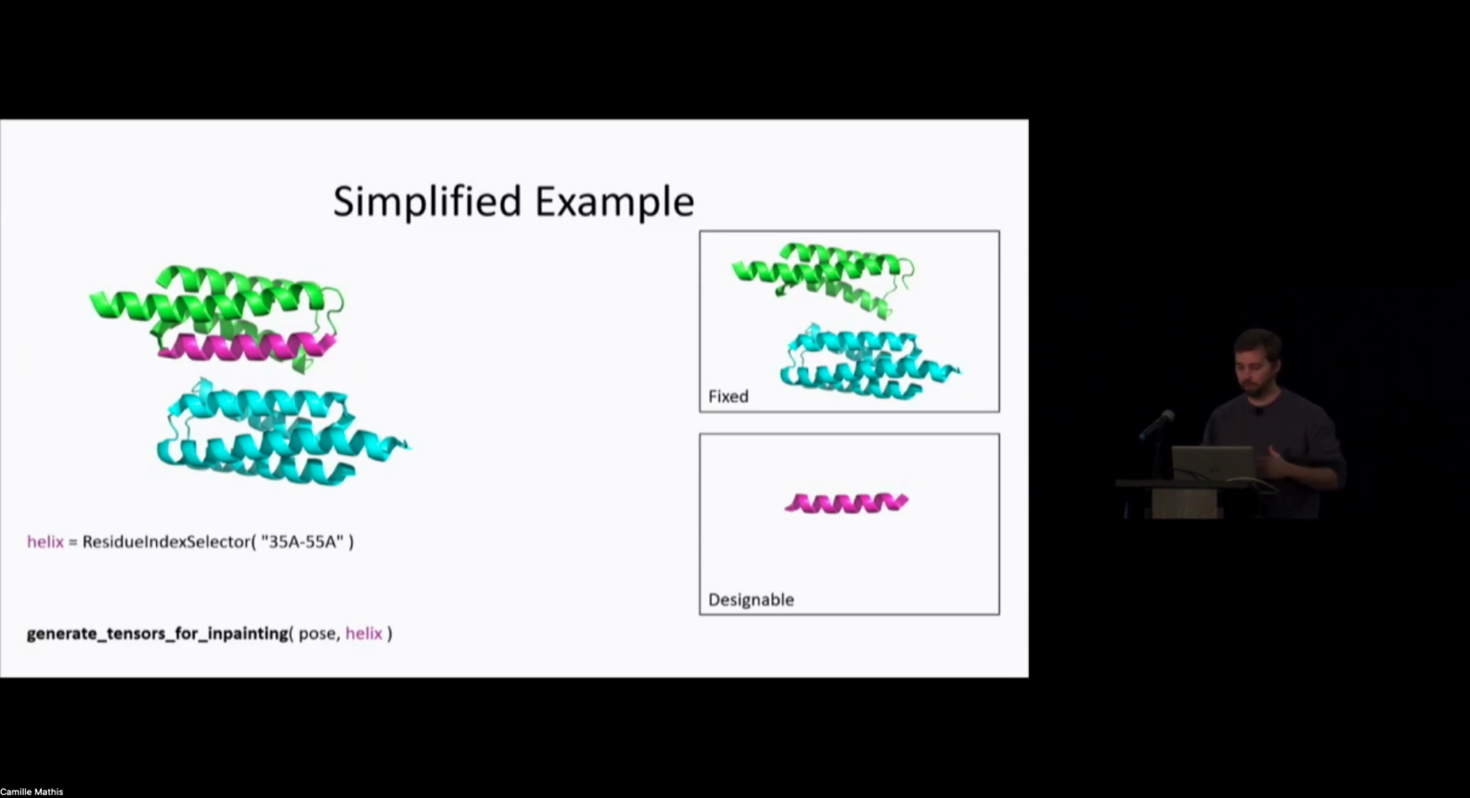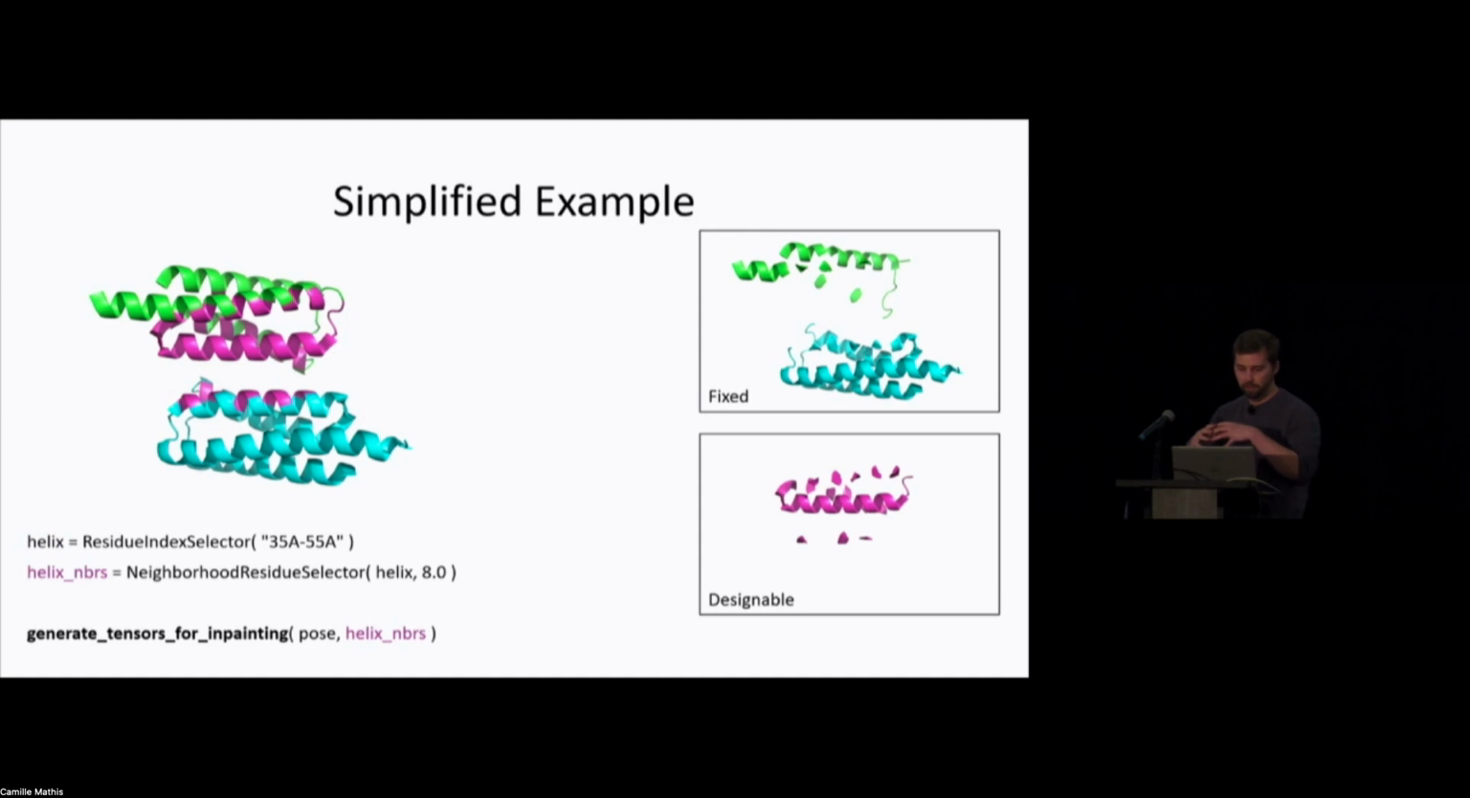But you can cascade residue selectors into each other, so you can expand your task to design the helix and its neighbors. You can imagine using the neighborhood residue selector. You take the helix, everything within 8 angstroms, and now the magenta designable side is the helix and its neighbors. The code and the pictures match.